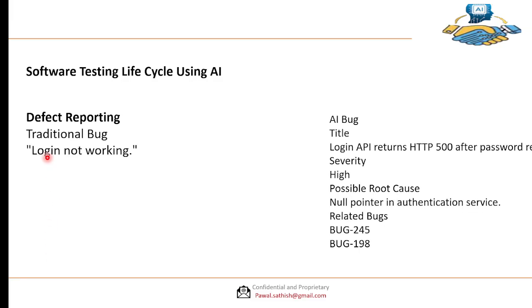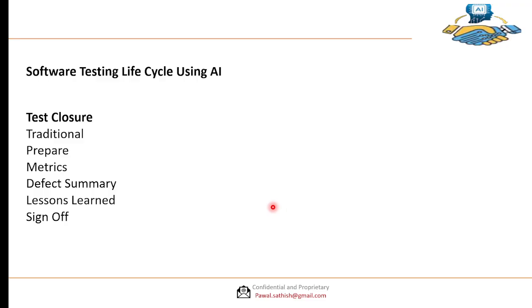Here I just gave one example. In a traditional bug, we are saying login not working, and we are giving the steps to reproduce, the actual result and the expected result. Whereas if we report a bug using AI, it will create a title, identify the severity and possible root cause, and it is also going to mention related bugs. So it's very useful, so that we will not create duplicate defects.